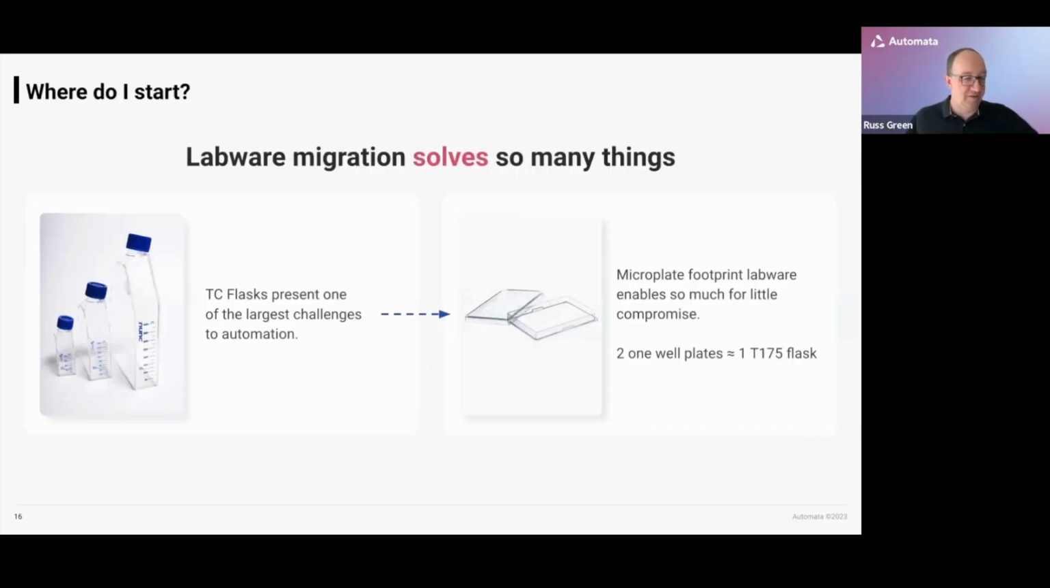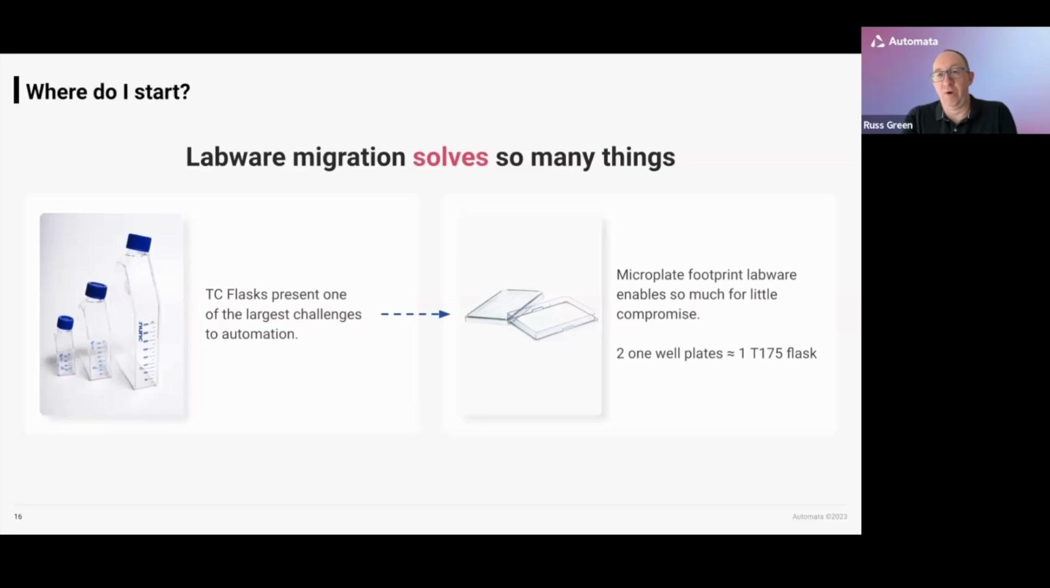So coming back to this, where do I start? I think labware migration solves so many things. Again, we can automate around tissue culture flasks, but they do tend to present one of the largest challenges to automation. The manipulation is challenging. The pipetting is challenging. Also the limitation to analysis equipment is huge. There are automated devices that will work with some types of flasks, often the smaller ones that are very close to SBS footprint labware, but anything else might require some kind of bespoke device to enable that, or limit your pool of choice to something very, very small.